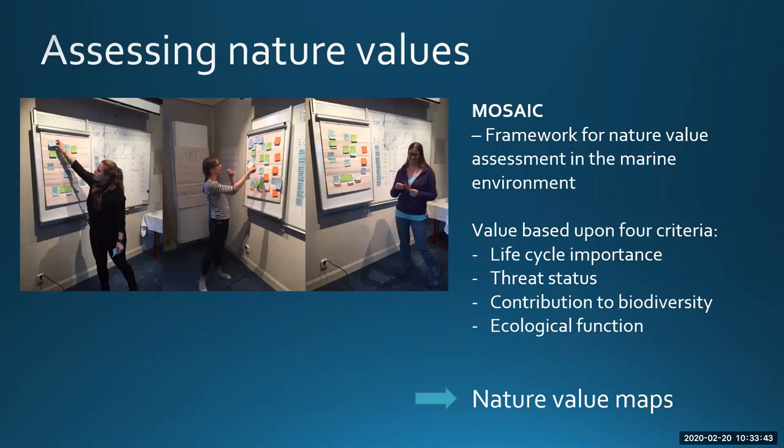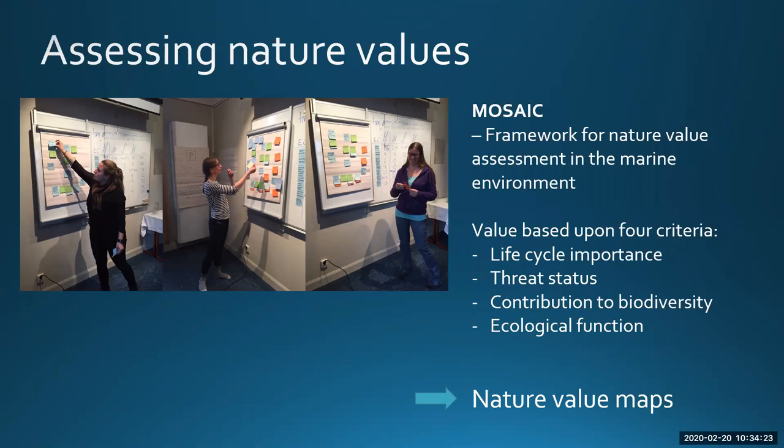Yeah, and before we move on to concluding, all this data that we have collected, to be able to put it in a map, especially a map where we want to show the biodiversity and the nature values, we need to assess the nature values of this data. In this project, we used a framework called Mosaic. It's developed in Sweden, a framework for nature value assessments in the marine environment, where you assess species and ecotypes based upon 4 different criteria.